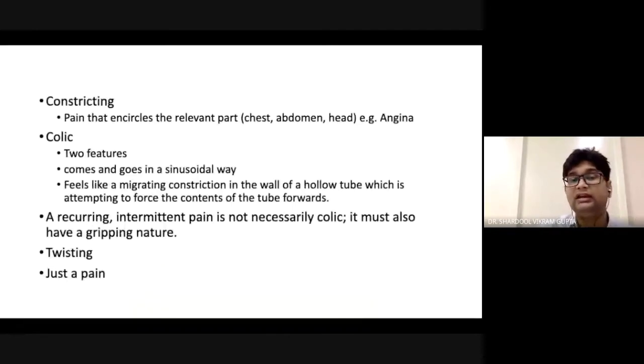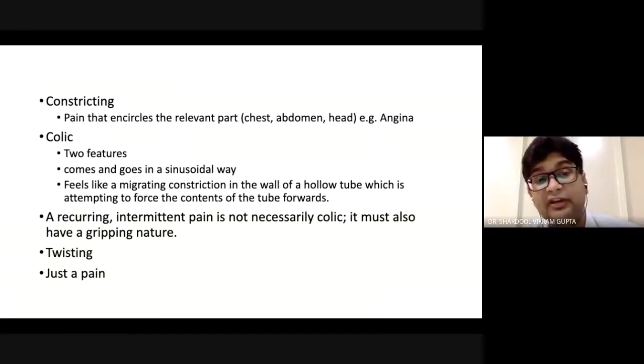Then another character is constricting pain. The patient will feel that the relevant part, say in angina, the chest is getting constricted. So sometimes patient may not even say that I am having pain. So patient will just say I am having tightness.